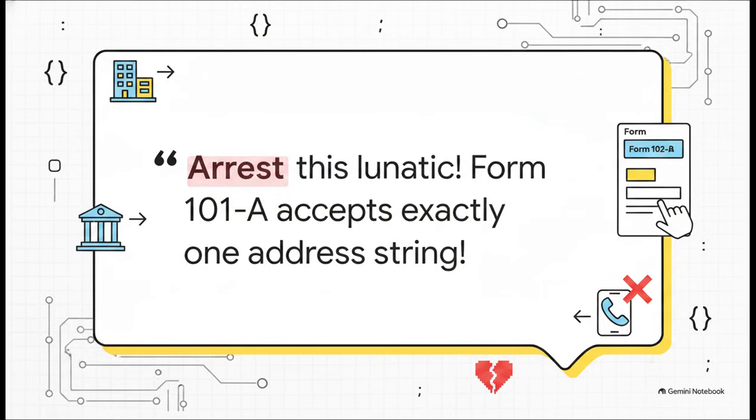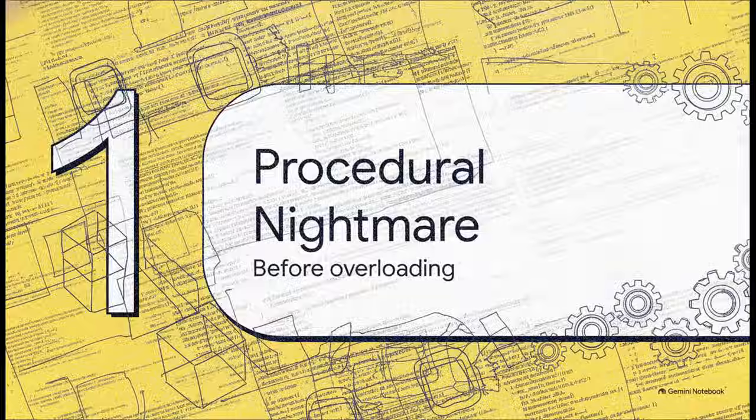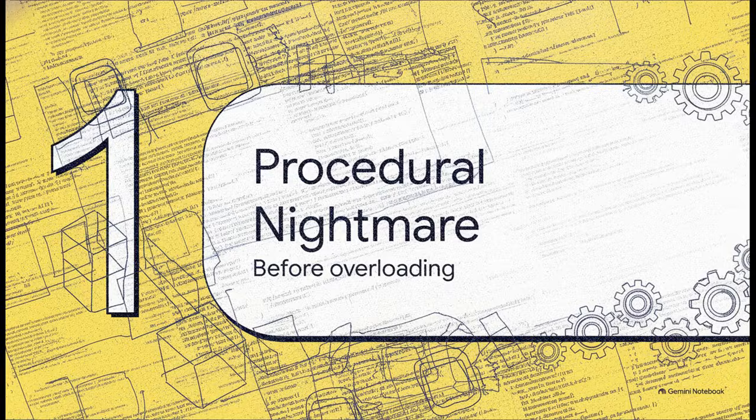He screams for security, yelling that Form 101-A accepts exactly one address string, and if you add a phone number, the universe is literally going to implode. He demands you shred the form, go stand in a 2-hour line, and request a totally different document, Form 102B, just because you added a phone number. Section 1. The Procedural Coding Nightmare.